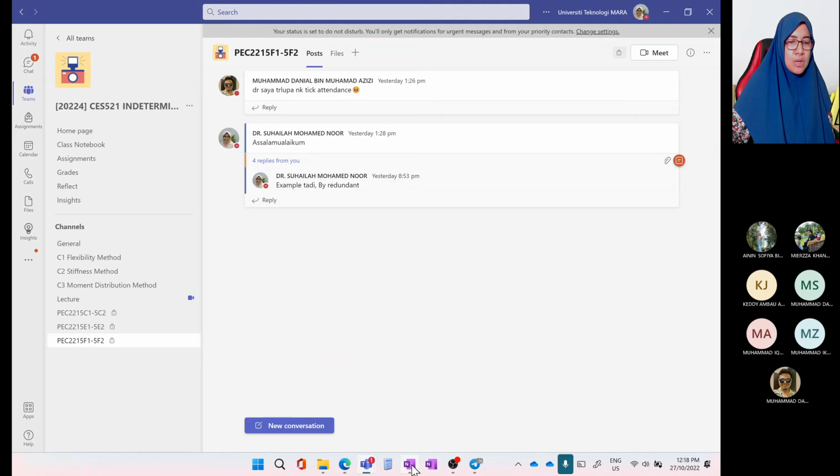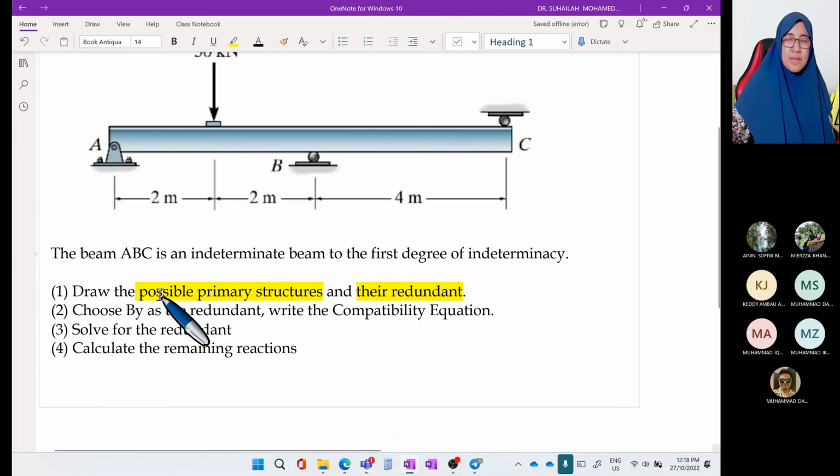Please upload the possible primary structures and their redundants. We have two possible primary structures and they have their redundants. Meaning you have to sketch diagrams. If BY is the redundant, what is the primary structure? What is the redundant structure? Sketch that one, and then another option. That is why it is called a possible primary structure, because we have two redundant options here.